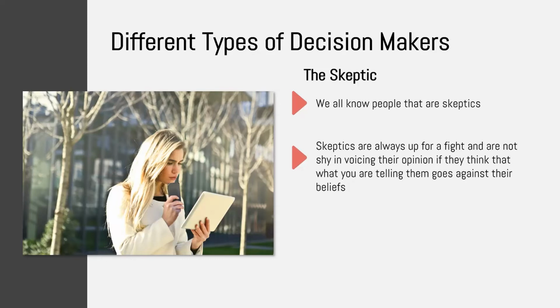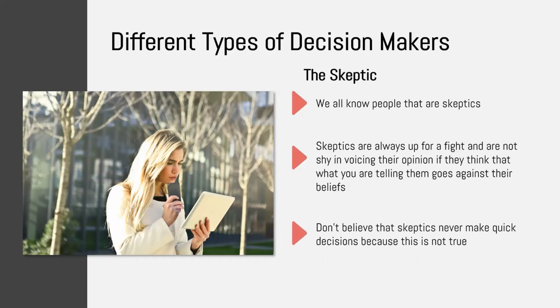Quite often, skeptics are very confident in their opinions and will make risky decisions to support them. They are usually relentless and like to think that they know it all. If they need help, they will only go to people they trust. Don't believe that skeptics never make quick decisions because this is not true. They will often make decisions immediately that others would need time to evaluate.